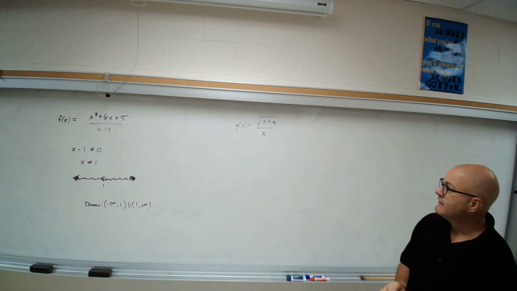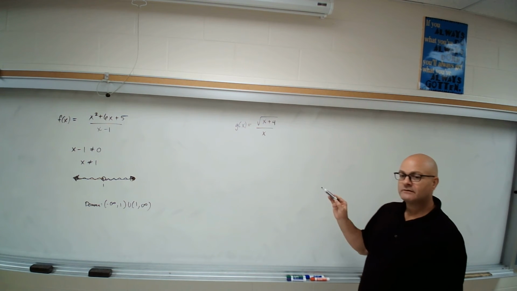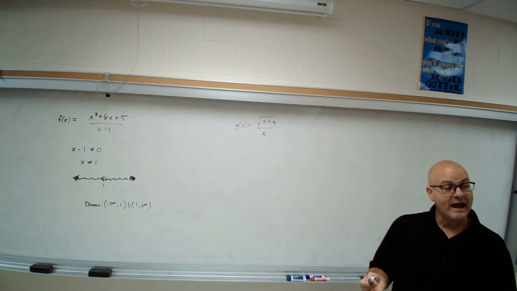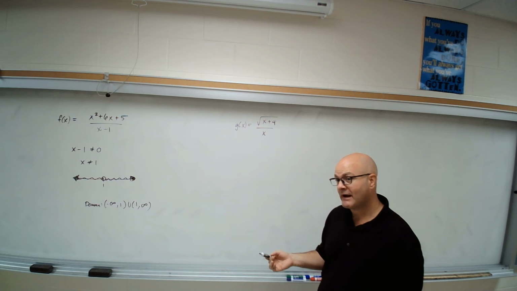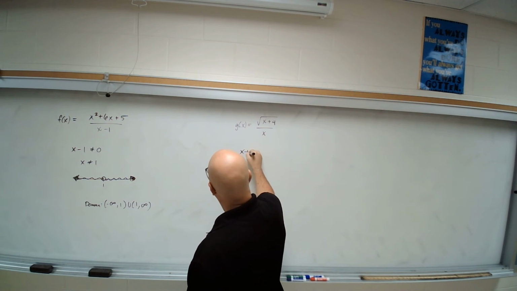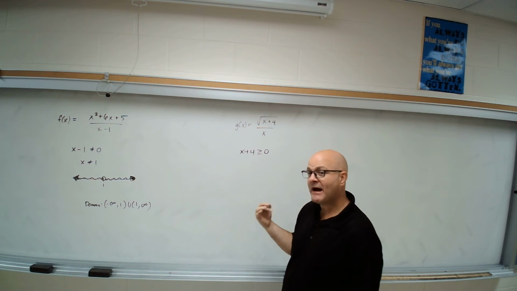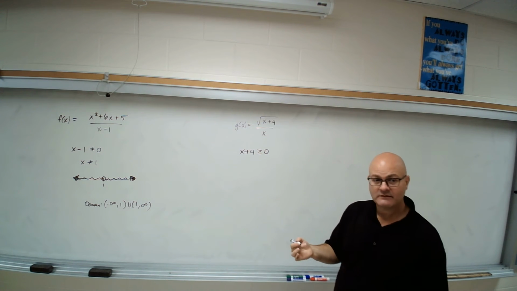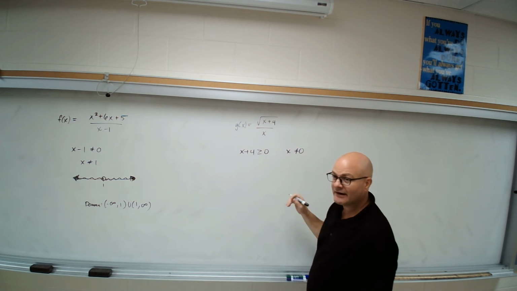Now this next one, we have g of x equals the square root of x plus 4 over x. So do we have a radical? Yes. Now that's going to be our greater than or equal to, correct? Yep. x plus 4 is greater than or equal to 0. Now what about the denominator? X is not equal to 0. So that's just done. Just got to remember that.